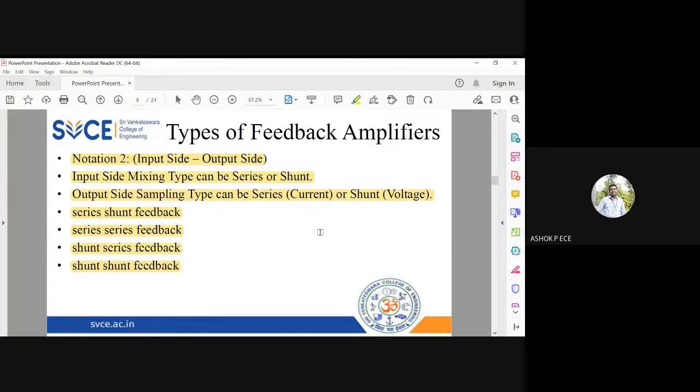Remember, series means the resistance will increase, shunt means the resistance will decrease. So depending on whether series is present in input or output, that particular side resistance will increase. Depending on whether shunt is present in input or output, that particular side resistance will decrease. It is going to be very, very clear logic.